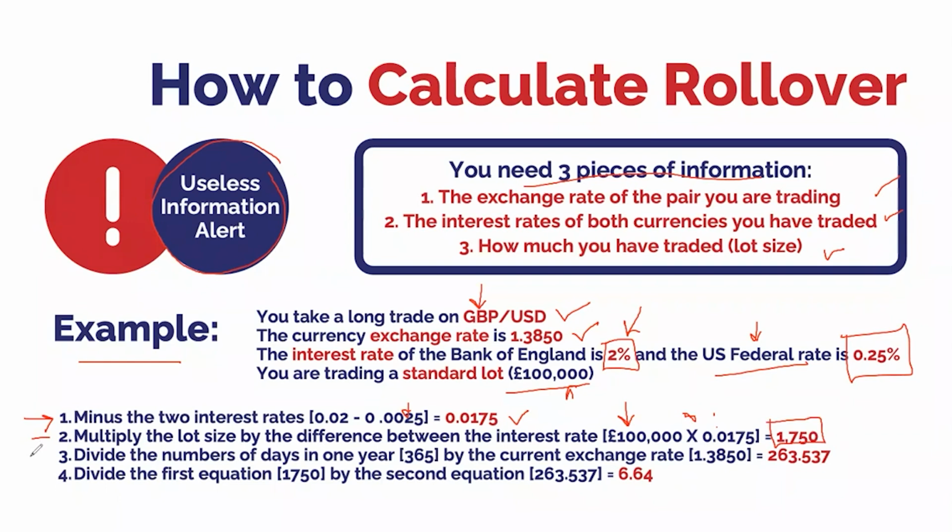Step number 3, we divide the number of days in 1 year, which is 365, by the current exchange rate, which we know we've got up here, as you remember. So we divide 365 by the current exchange rate of 1.3850, which gives us a grand total of 263.537.